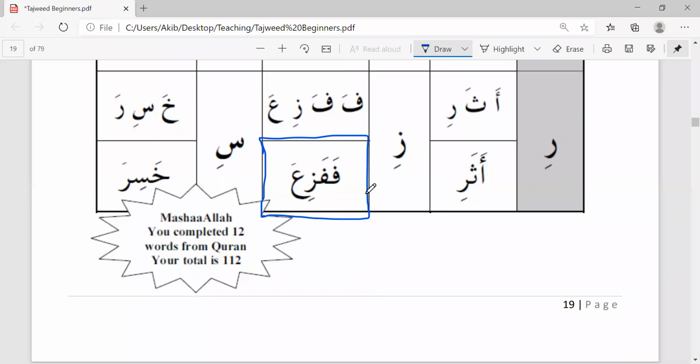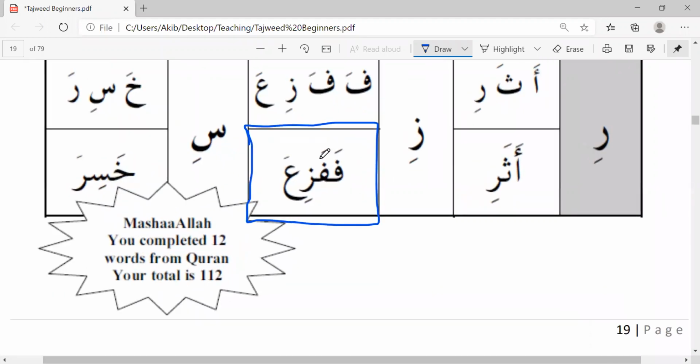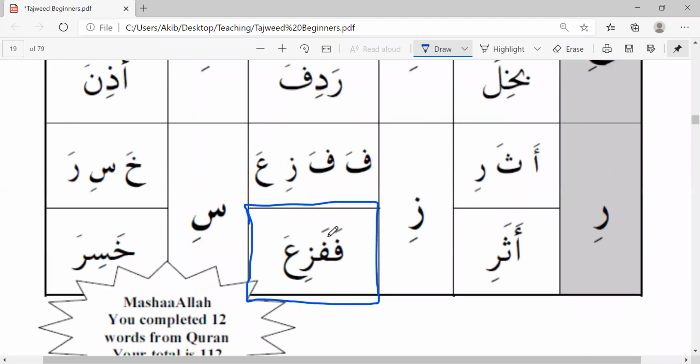So it'd be fa. Are there any heavy letters? The kaf, the second one. So this is fa. Oh, sorry, is it a fa? Yep. The first one. I believe the first one. So they're both fas actually. Are they? Yeah.